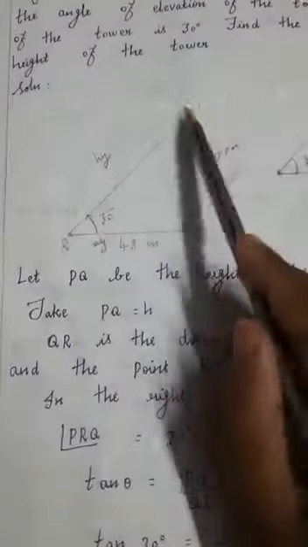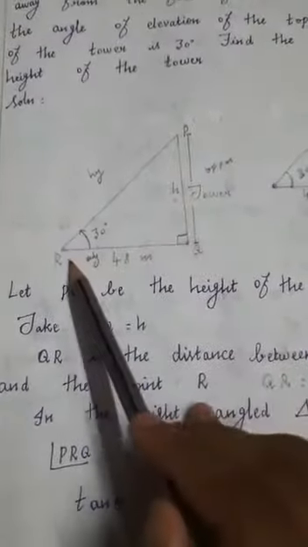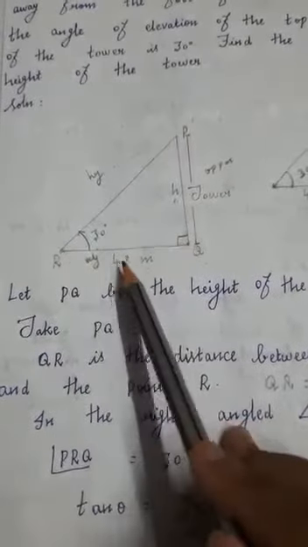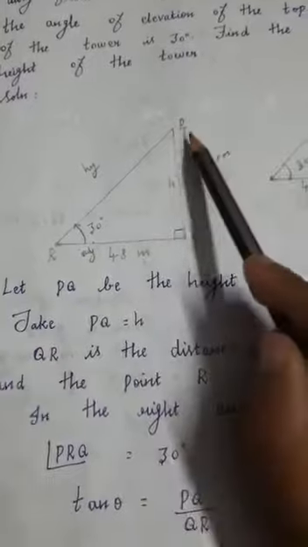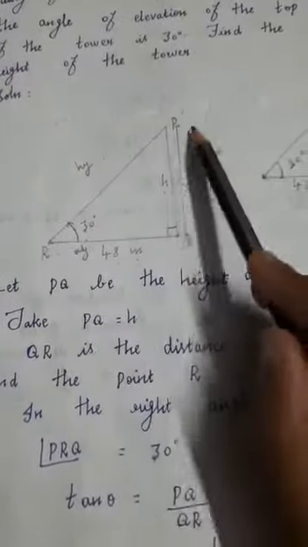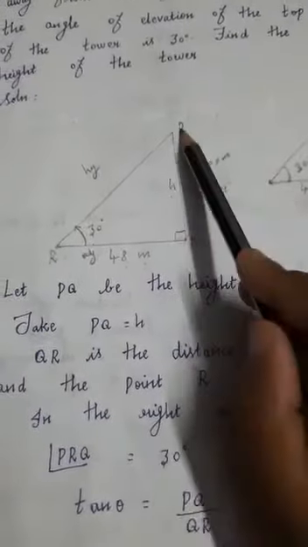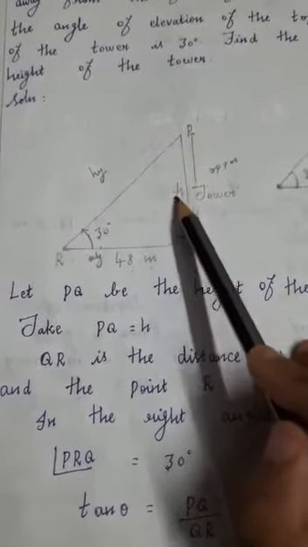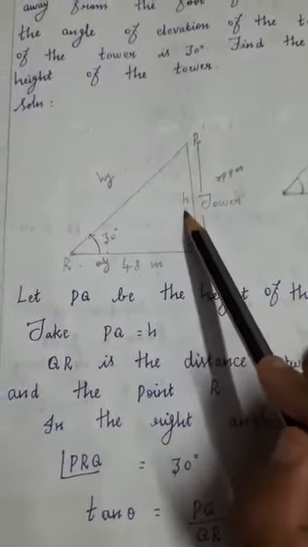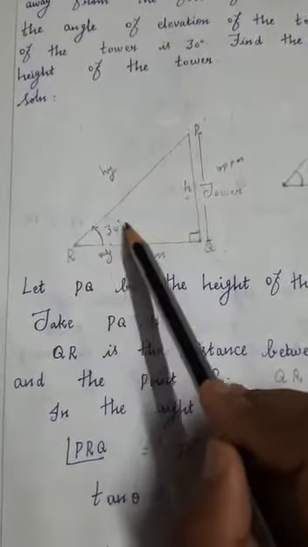So now see here, make the letters P, Q, R. So P, Q, R, this QR, you know that is 48 meter. Tower PQ. So this length only we need to find out. That length PQ can be considered as the height. So the height of the tower, you can consider as the height. Next you know that the angle is 30 degree.